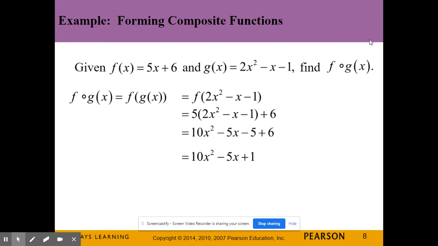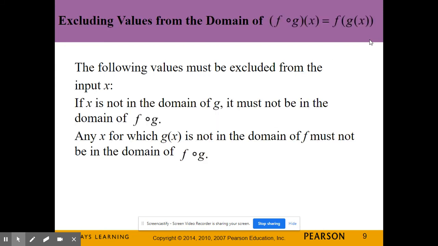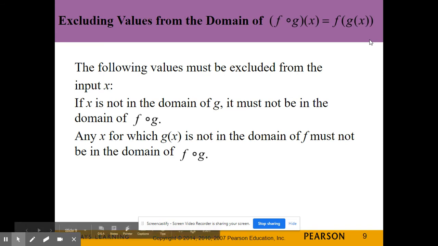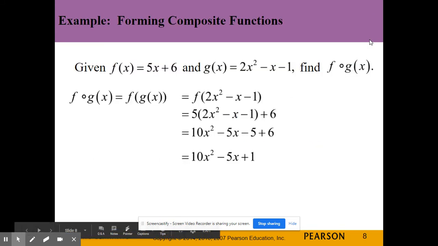So the first part here is just forming the composite function. You have the f function, you have the g function. F of g of x is where g goes inside f. So you're going to take the g function and substitute it inside the f function. So it's 5 times x is now all of the g function. So it's 5 times 2x squared minus x minus 1 plus 6. You just simplify that, distribute the 5, collect like terms. So now you've got your new function. All right, that's f of g of x.